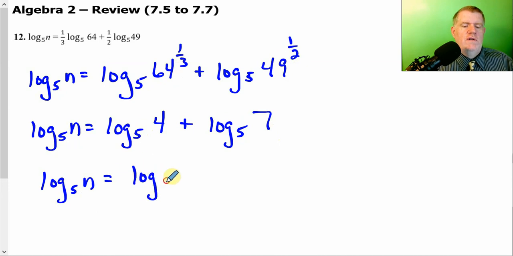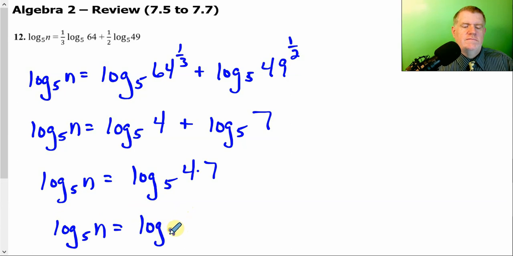So if I add these logs, it means I can multiply these values. And 7 times 4 is 28. Notice I have log base 5 of n, and log base 5 of 28. So n is 28.